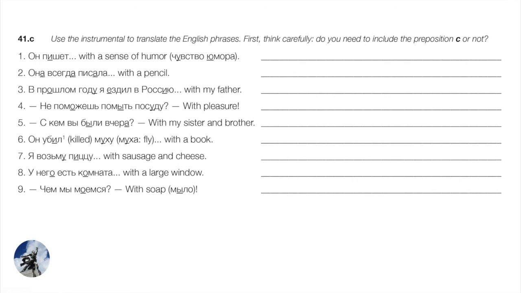Number eight, у него есть комната with a large window. Okay, that's kind of a feature of the room, right? It's a room that comes with a large window. I think it's probably pretty obvious that we're going to need с in the Russian. С большим окном. У него есть комната с большим окном. Nine, чем мы моемся? With what do we wash ourselves, right? What do we use to bathe? Well, мыло, soap. Okay, we need that in the instrumental. Мылом. Мы моемся мылом.